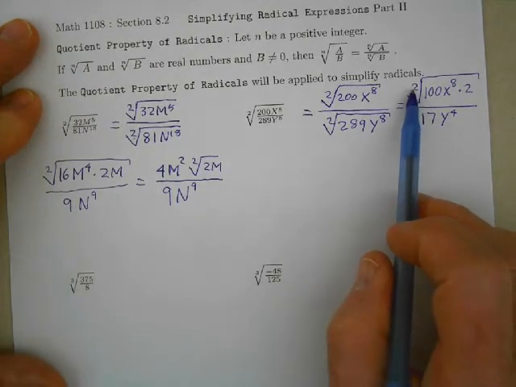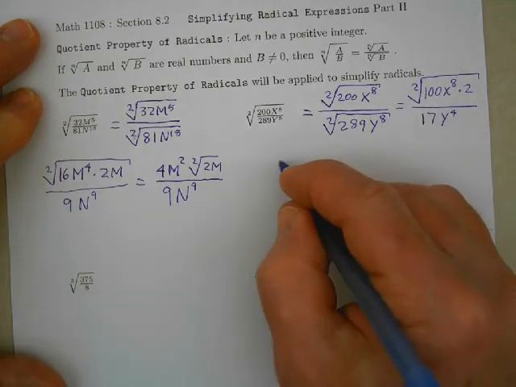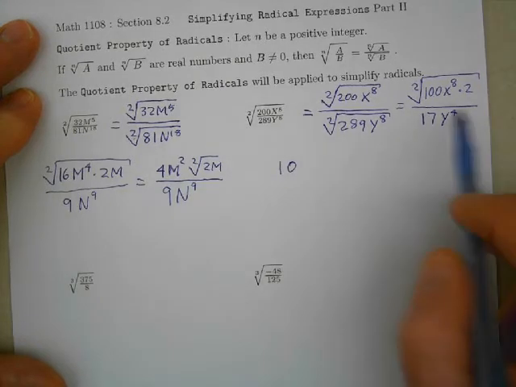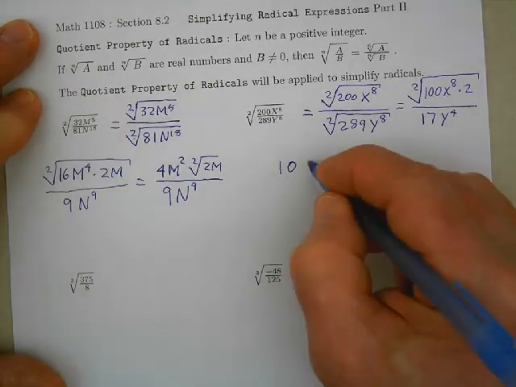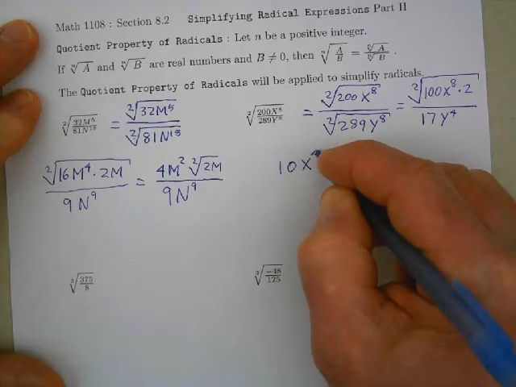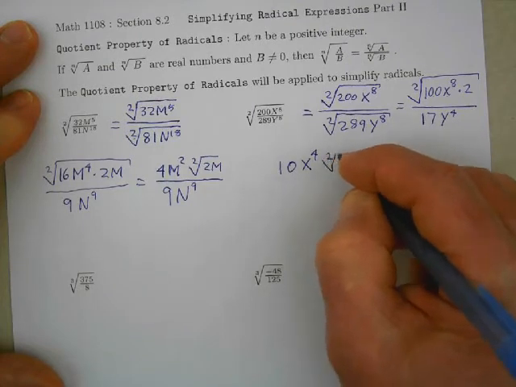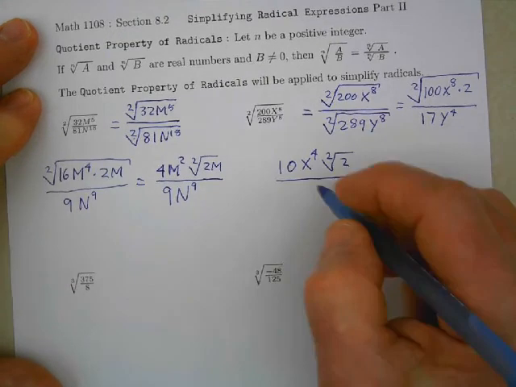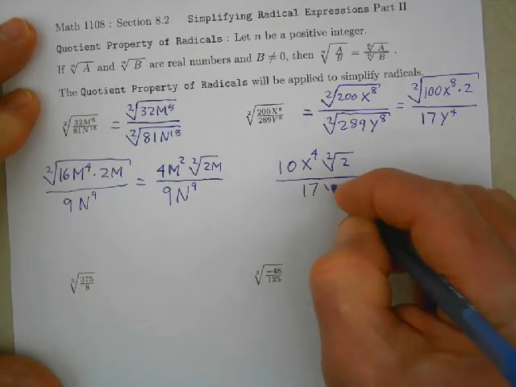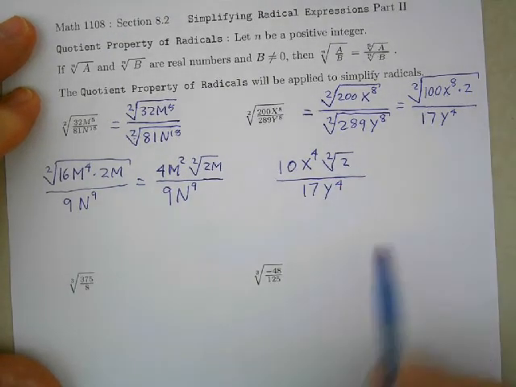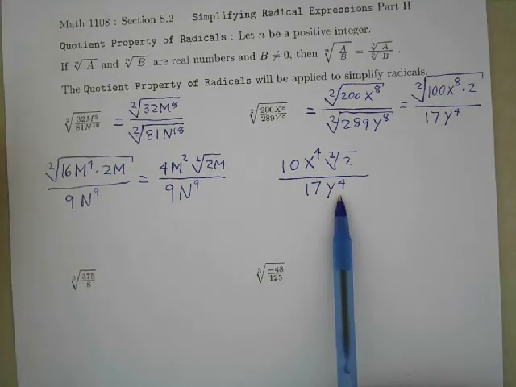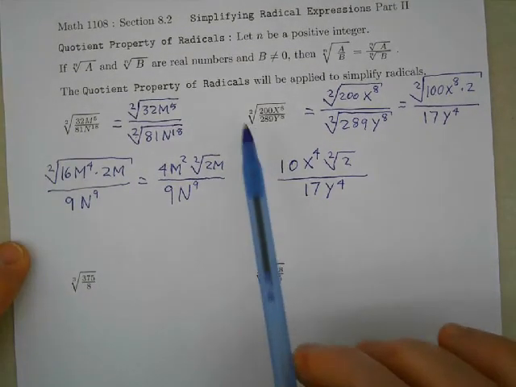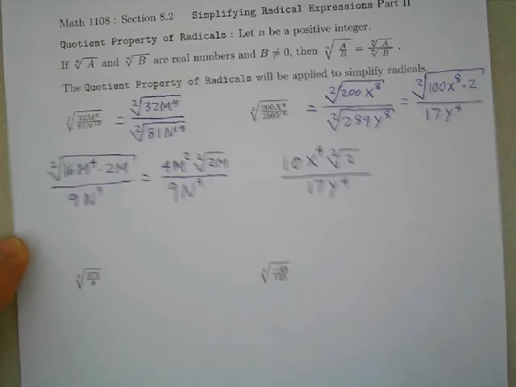In the numerator, the square root of 100 is 10, so 10 is outside of the square root. The square root of x to the 8th is x to the 4th. And then we multiply that by the square root of 2. And then the denominator has already been simplified. It's just 17y to the 4th. So this is the simplified quotient of the square root.